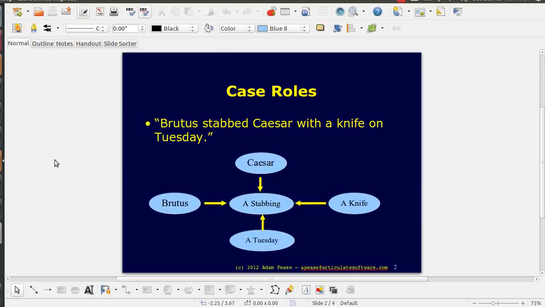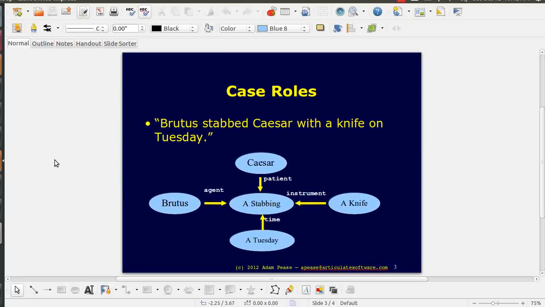The knife, I would think, is an instrument, isn't it? Yeah. But what about the time? Yeah, this is the time at which the action happened. It happened during a Tuesday. Right. It happened on Tuesday. So let's go to the next slide where we can show all these relations, right?